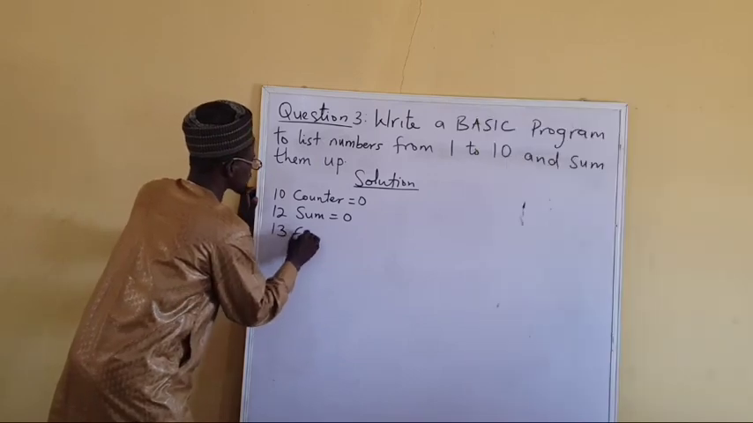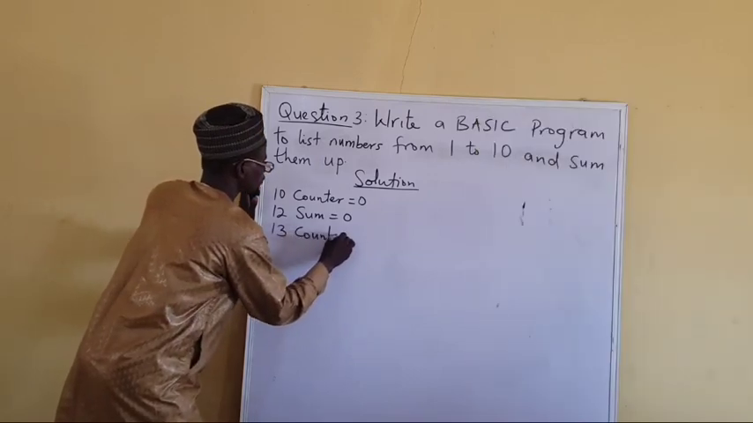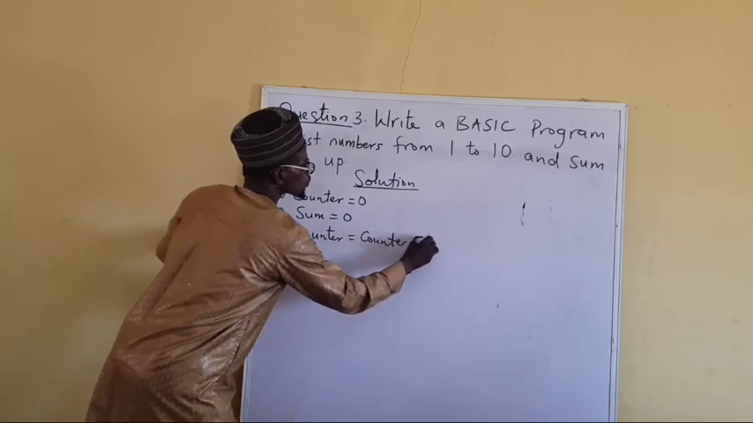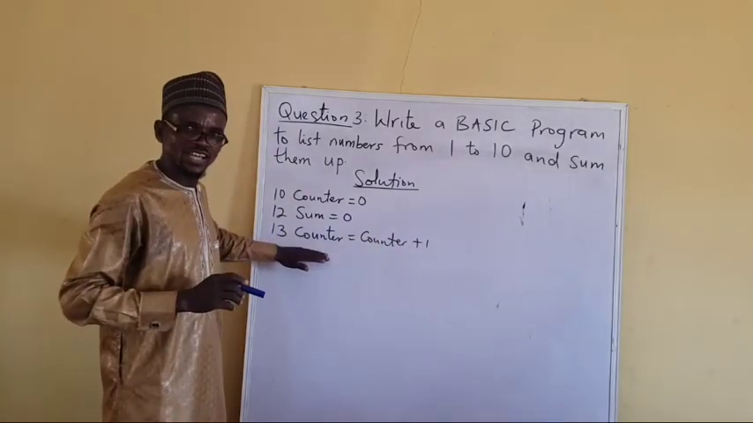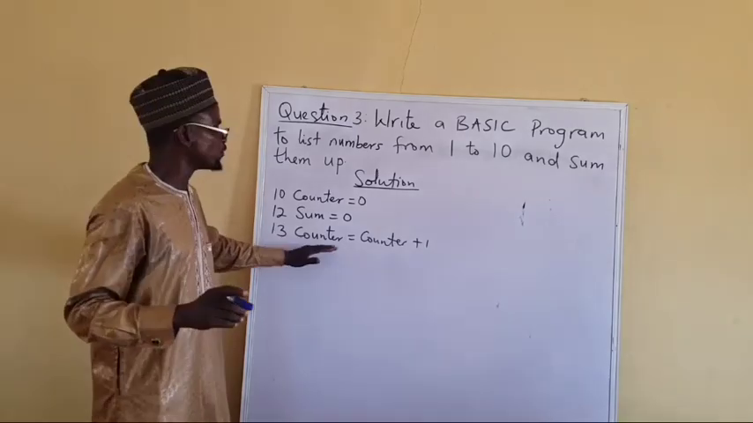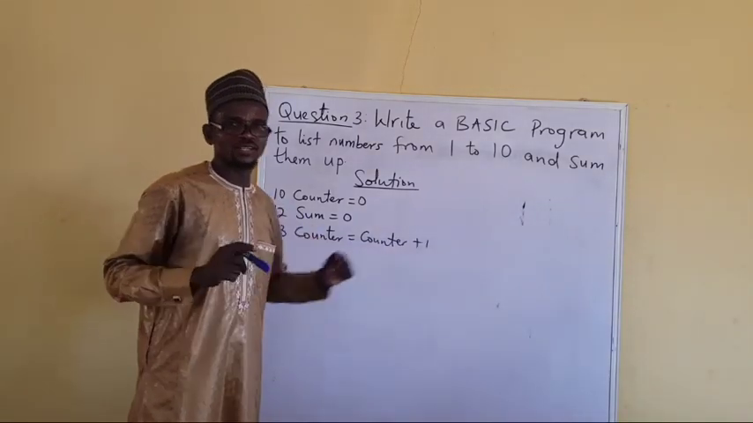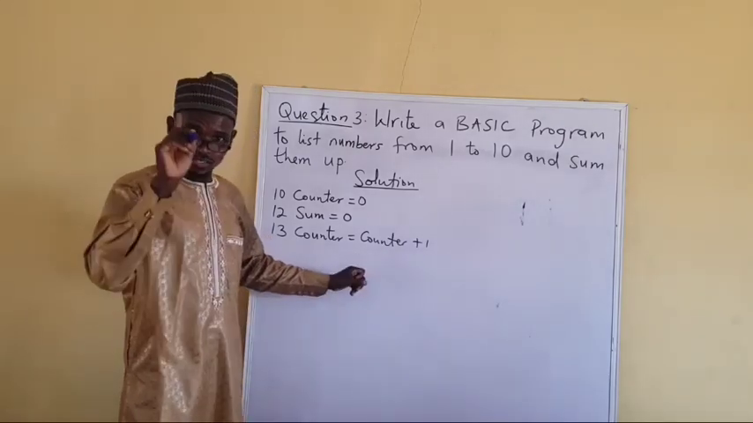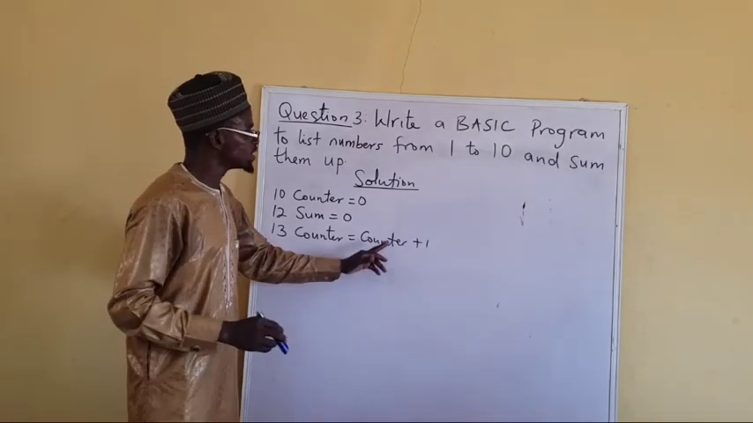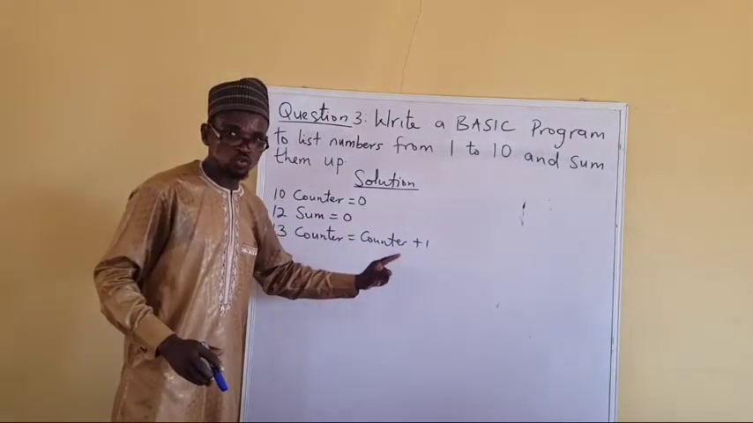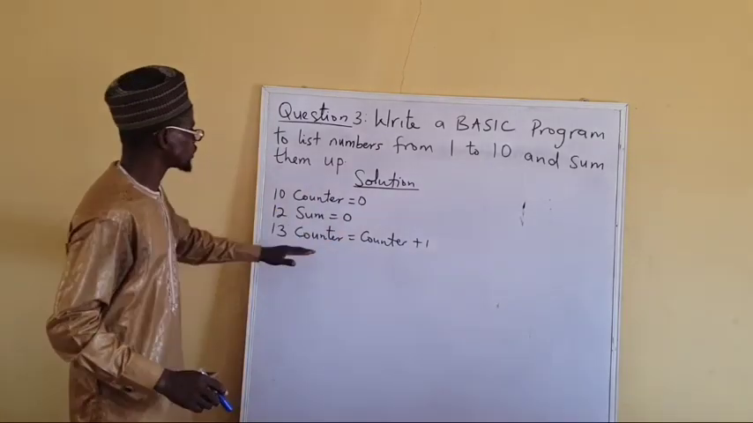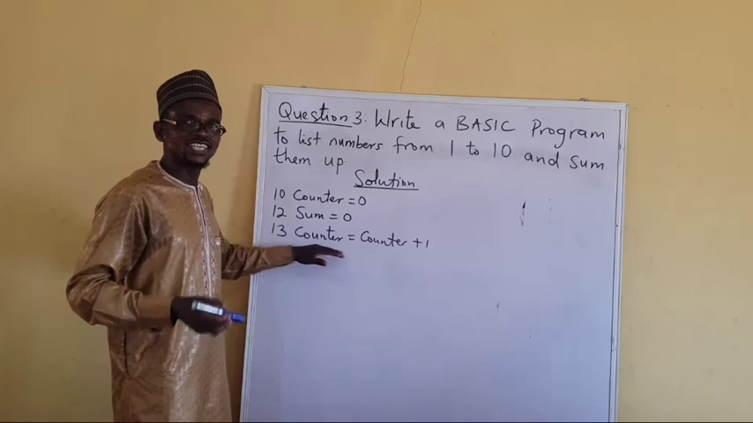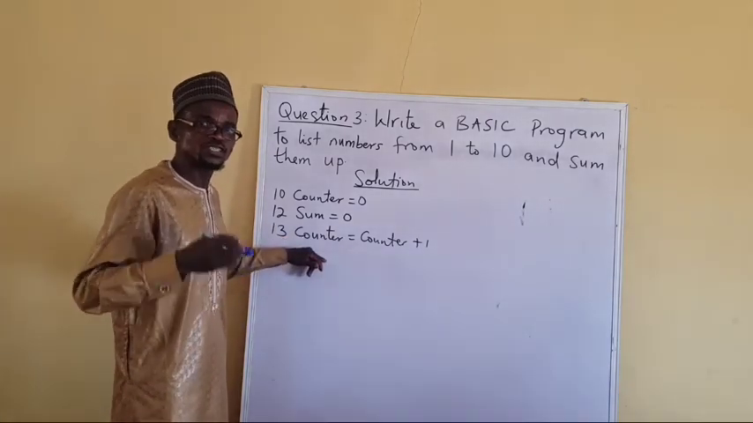Counter is equal to counter plus 1. The new counter here will sum up the values of counter and 1. But the question is, what is the initial value of counter? 0, right? So it will say 0 plus 1, which is what? 1. That 1 will be stored in this counter. It means the next time the computer will see counter, it will refer to it as 1.